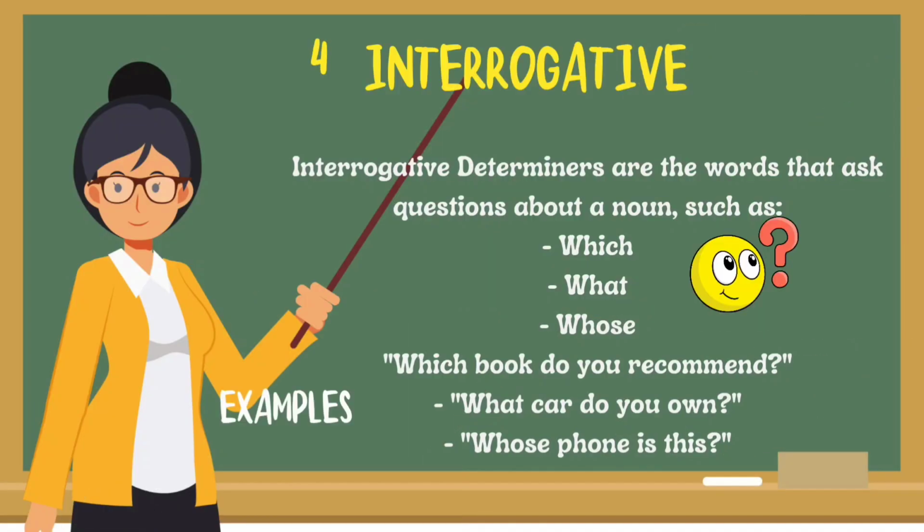This one is an easy one. Interrogative determiners. These are the words that ask questions about a noun, such as which, what, whose. Examples, which book do you recommend? Second one, what car do you own? Third one, whose phone is this?